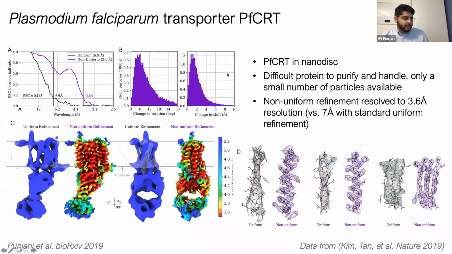So this is an example from our paper. This result was actually published in the original structural study where they used non-uniform refinement before we were able to write our paper up, but it's an astonishing case of an improvement due to this algorithm. The protein itself is a plasmodium falciparum transporter, PfCRT. I don't know too much of the biology. I know it's somehow involved in chloroquine resistance for malaria.